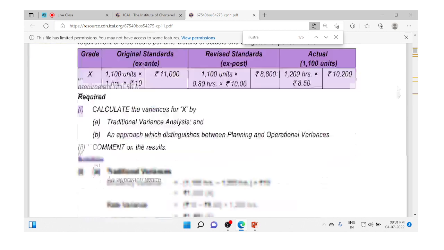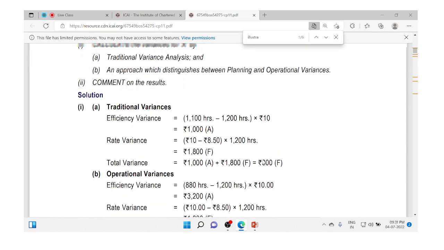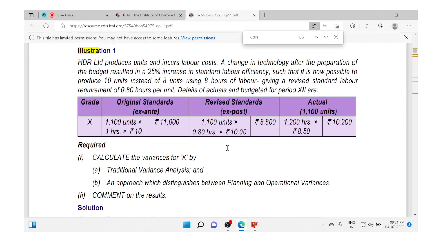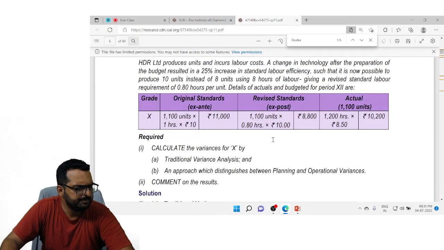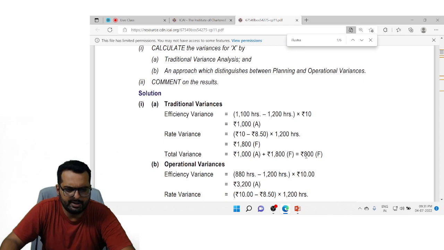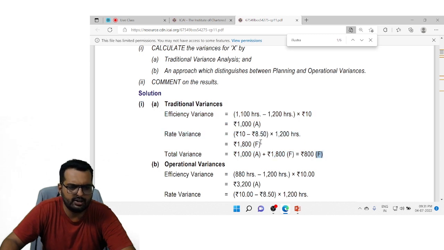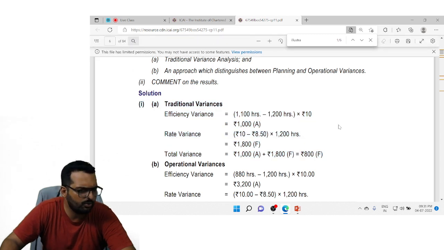Friends, what is the answer you are getting over here? Are you getting approximately the same answers that we are getting over here, or you want me to do it on the board? Let me know, okay? Are you getting the same 800 favorable over here? Total variance? That is on a traditional method. Okay, just cross check with this. If you are done, I'll go to the next question.